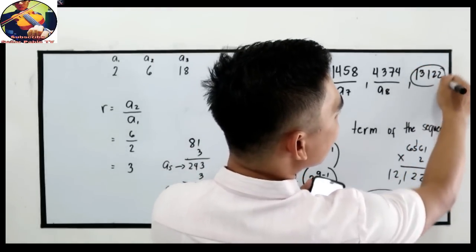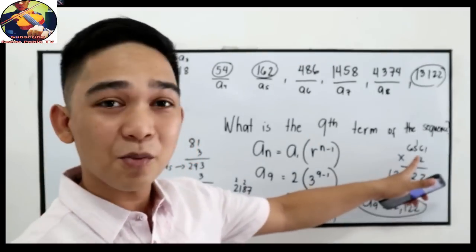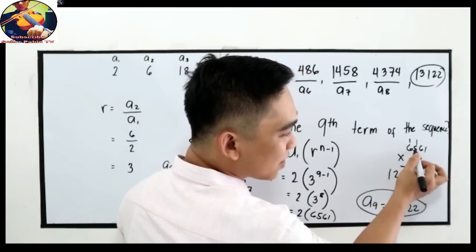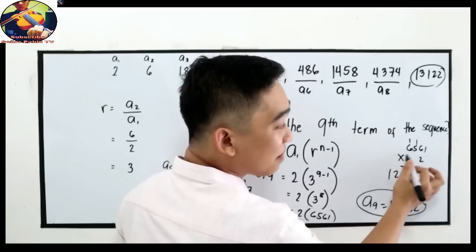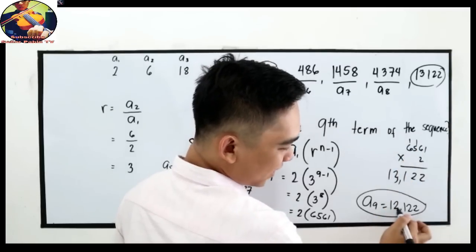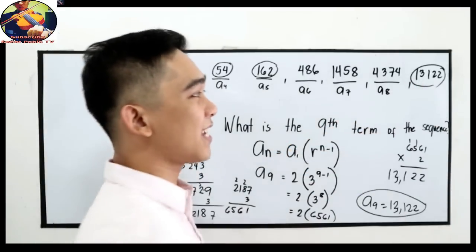13,122. Parehas ba? Ay, nagkamali tayo sa pag-multiply dito. So may carry tayo dito. 5 times 2, 10, 11, carry 1. So 6 times 2, 12, plus 1, 13. So 13. Sorry for that. So ayun, parehas na naman siya, si A9.